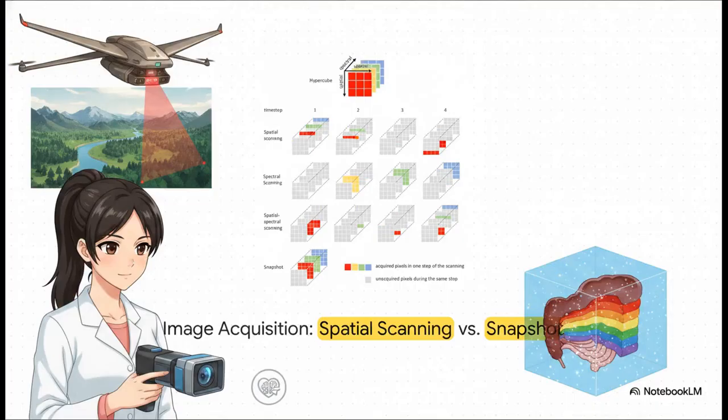But how do we actually, practically, scan a scene? Well, we've got a few different strategies up our sleeves. Consider spatial scanning, often called push-broom scanning. This is incredibly common on aerospace drones and satellites. It sweeps across the landscape line by line as the vehicle flies forward.